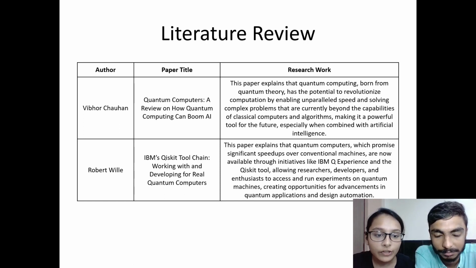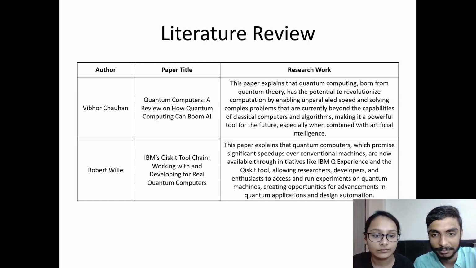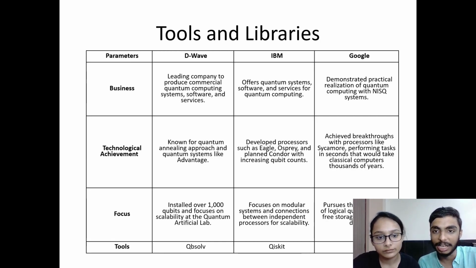Next is IBM Qiskit Toolchain, written by Robert Wheeler. Now, this paper explains that quantum computers, which promise significant speedups over conventional machines, are now available through initiatives like IBM Q Experience and Qiskit, allowing researchers, developers, and enthusiasts to access and run experiments on quantum machines. Now, coming to the tools and libraries.